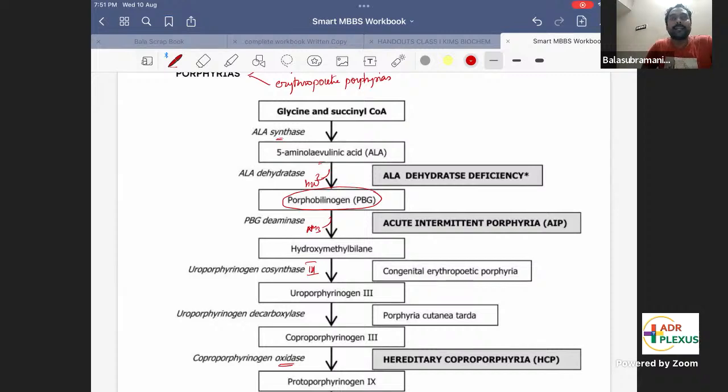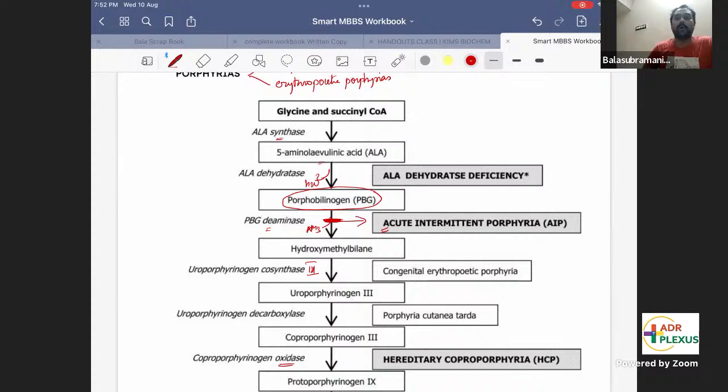Porphobilinogen. So what is the enzyme that must be defective for accumulation of porphobilinogen? It should be PBG deaminase. If this enzyme is cut off, then porphobilinogen accumulates. So basically, I told you Assistant Commissioner of Police has various enemies. So Assistant Commissioner, the A is acute intermittent porphyria. So porphobilinogen deaminase deficiency leads to acute intermittent porphyria.